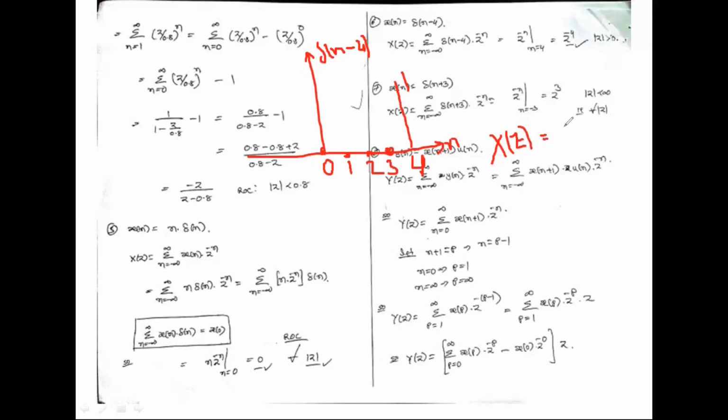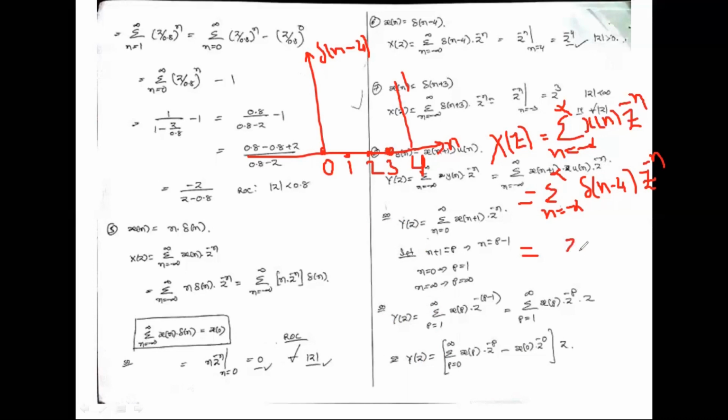delta of n minus 4, so sum of n equal to minus infinity to infinity, x of n, z power minus n. So what is the X of z given? Sum from minus infinity to infinity, delta of n minus 4, z power minus n. So delta of n minus 4 is nonzero only at n is equal to 4. Okay. So z power minus n at n is equal to 4.